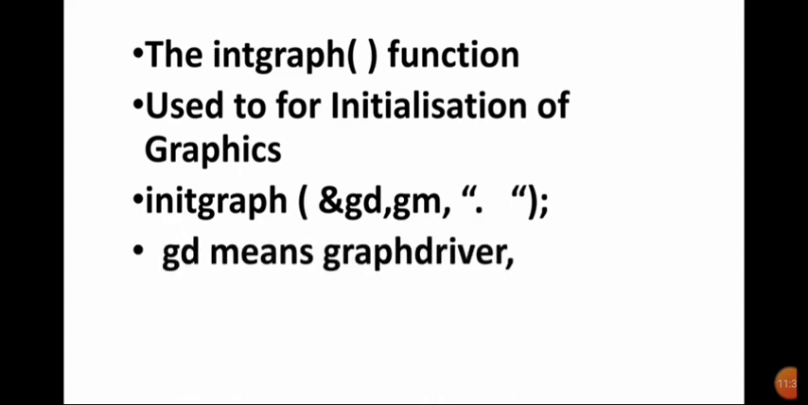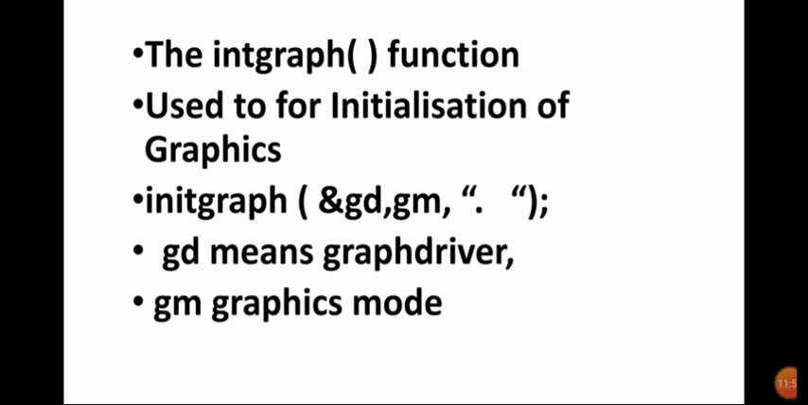So this is initgraph. This is the syntax used for initialization of graphics. GD means what? Graph driver. That means which type of graph driver you are going to use to initialize the graph. GM means what? Graphics mode. So which graphic mode you are going to use. And the double inverted quotes mean what? Driver path. So this is the syntax of initialization of graphic mode, and GD and GM are given below that.